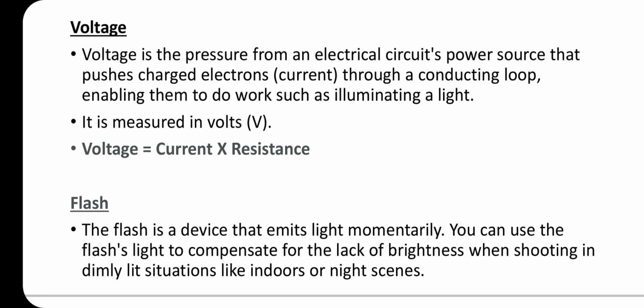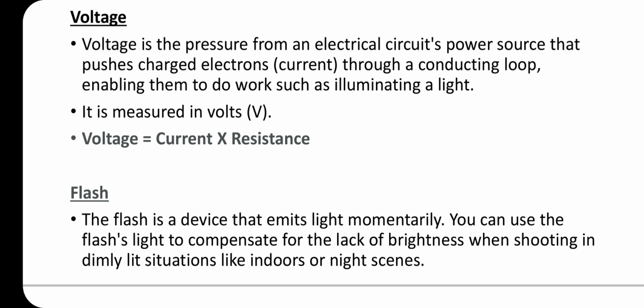Voltage. Voltage is the pressure from an electric circuit's power source that pushes charged electrons or current through a conducting loop, enabling them to do work such as illuminating a light. It is measured in volts. Voltage equals current times resistance.